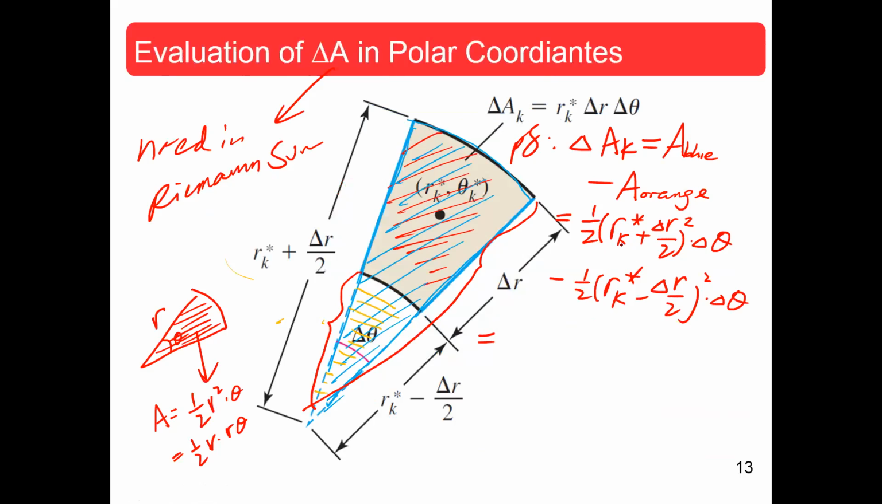Apparently if you do the subtraction, they both share 1/2 delta theta. So I can just pull out 1/2 delta theta and do the subtraction of those two squares: r_k star plus delta r over 2, squared, minus r_k star minus delta r over 2, squared.